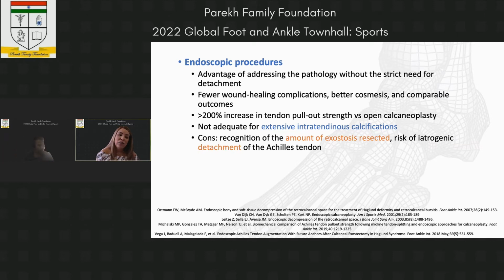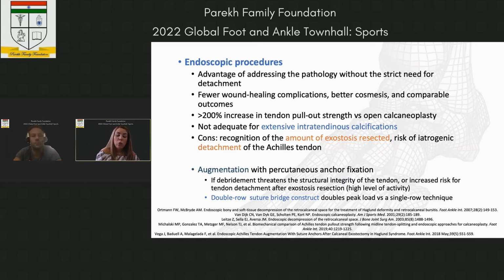The downside of doing the endoscopic procedures is, as with any other arthroscopic procedure, that it's magnified. So it's very hard to adequately assess the amount of exostosis that you need resected. Most of these patients will specifically need fluoro control after you do the exostosis resection to see that you've taken out the appropriate amount, because we've seen that failures go hand in hand with not resecting enough. You also have a risk of accidentally causing a detachment of the Achilles tendon.